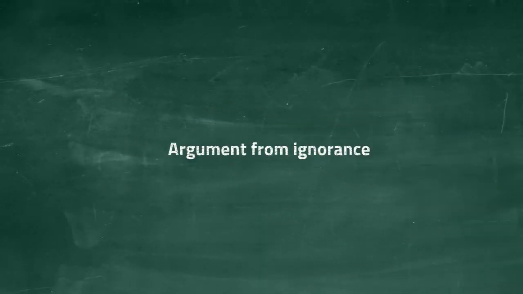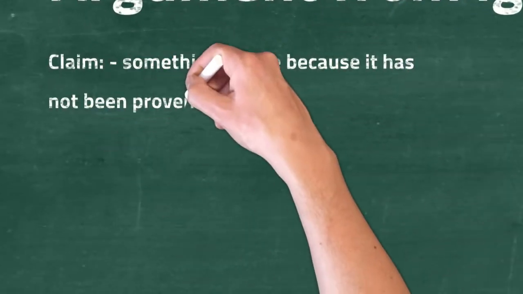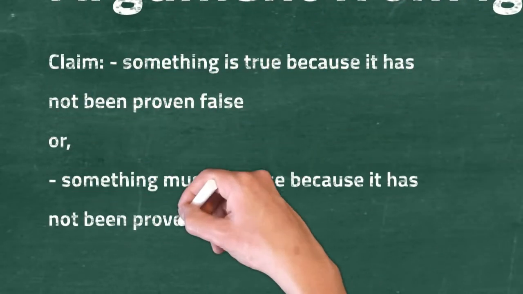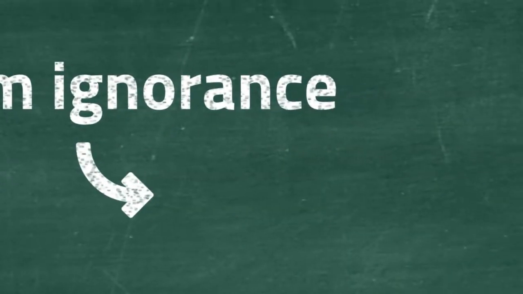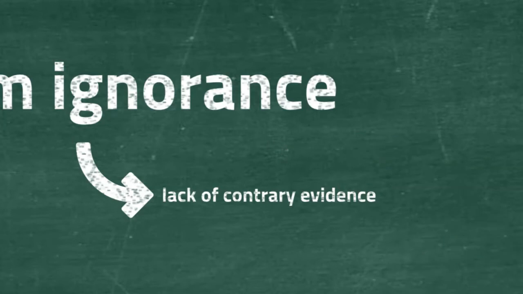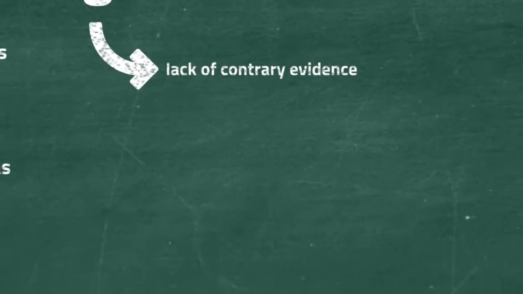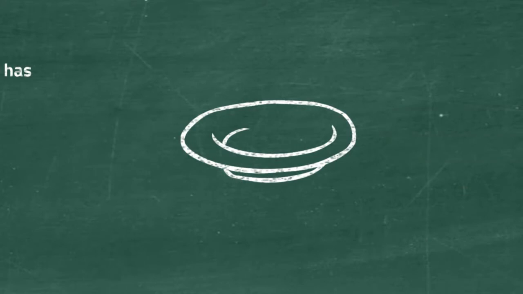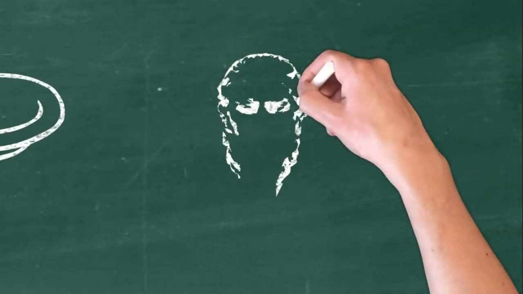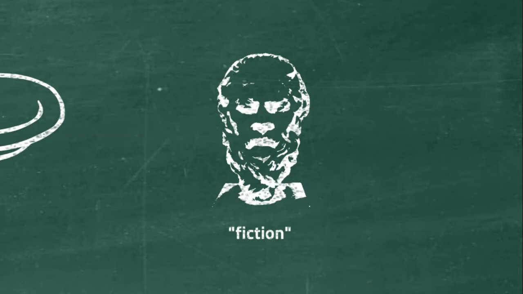Argument from ignorance. We claim that something is true because it has not been proven false. Or else, we say that something must be false because it has not been proved true. Ignorance, in this case, means lack of contrary evidence. Examples of this fallacy. You can't prove you didn't eat the last biscuit, therefore you ate it. Or, you can't prove Socrates existed, therefore he didn't.